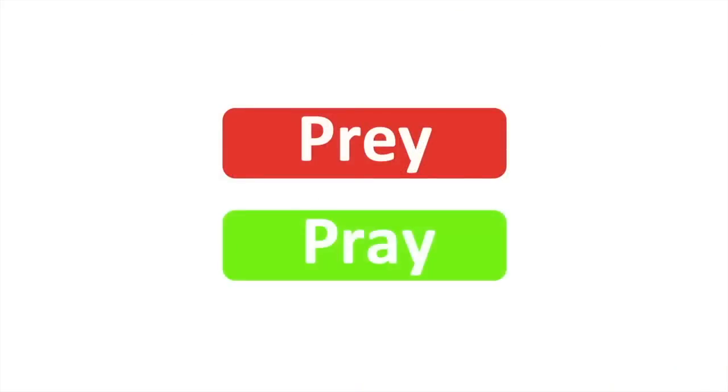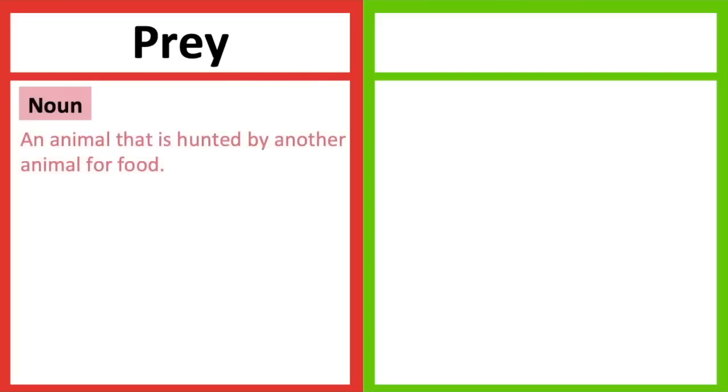Pray, pray. In this video, I will go through the difference between these two words. The pronunciation is the same, however, they have different spellings and different meanings. Pray. Pray can be a noun or a verb. We usually use this when referring to animals. It refers to an animal that is hunted by another animal for food.